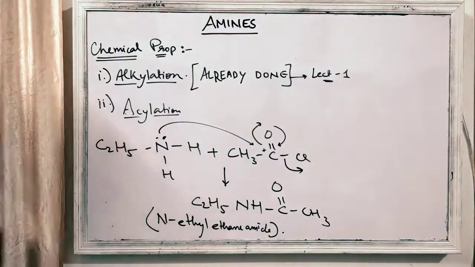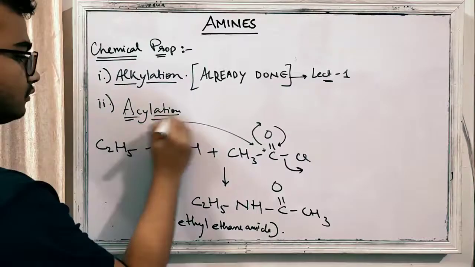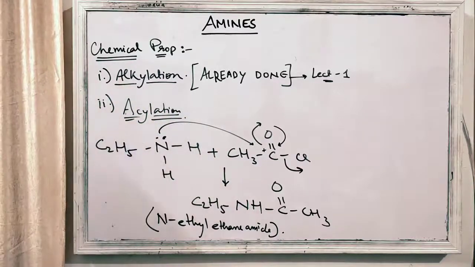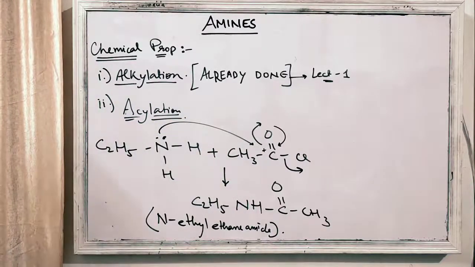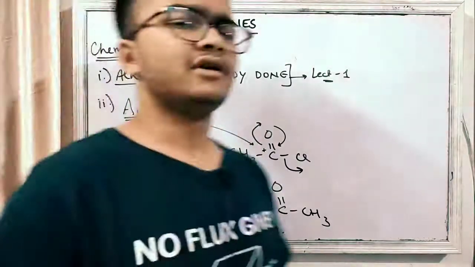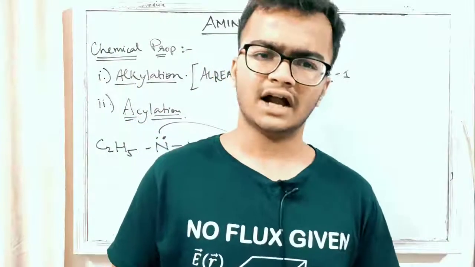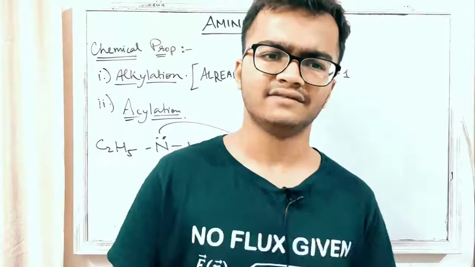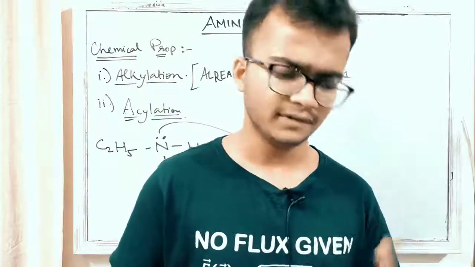Clear? So, this was all about the acylation, right? Next, we come to the important part, the name reaction, which is the carbylamine reaction, used for the identification of the primary amine. So, copy it, I am going to clear.